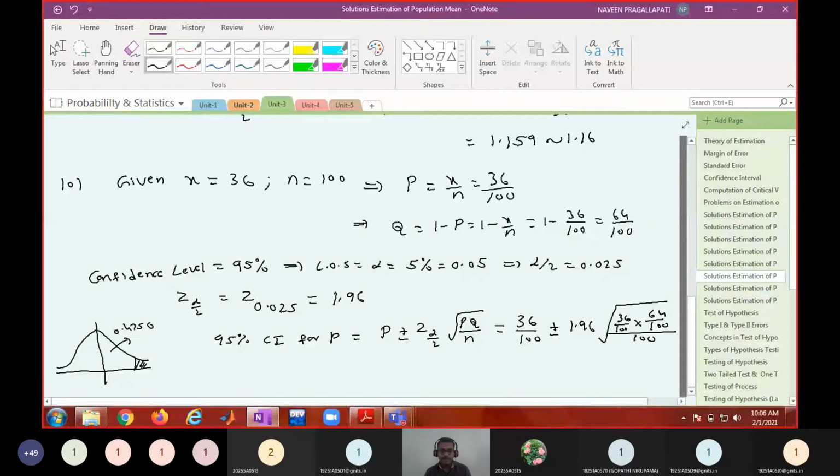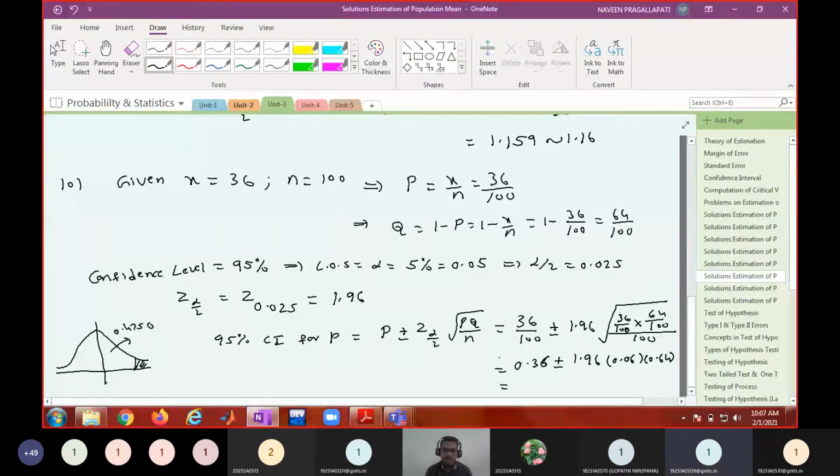36 by 100 means 0.36, so 0.36 plus or minus 1.96 into root of 36 by 100 into 6 by 10 divided by 10, which is 6 by 100, that is 0.06 into 0.64. Am I right? So can you compute this value?